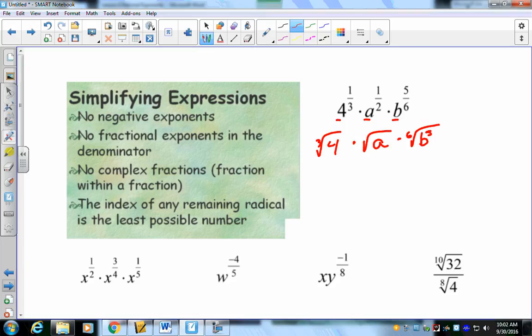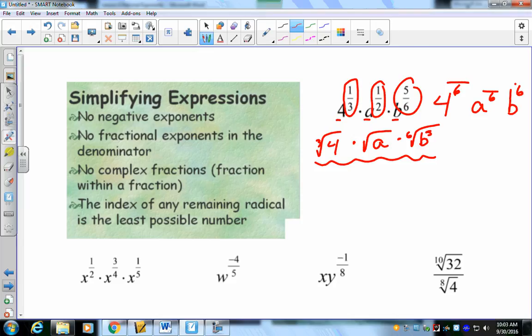Okay, so I can't combine them under one radical because I have different indexes. So our clue here is, okay, let's write these with a common index. So what am I going to do? That's why looking at it in a fraction is easier than looking at it in this way for right now, because I can make equivalent fractions with a common denominator. So I notice all of these can get a denominator of 6 because 3, 2, and 6 all have a common factor of 6. And don't forget, if you change a denominator, you need to change your numerator.